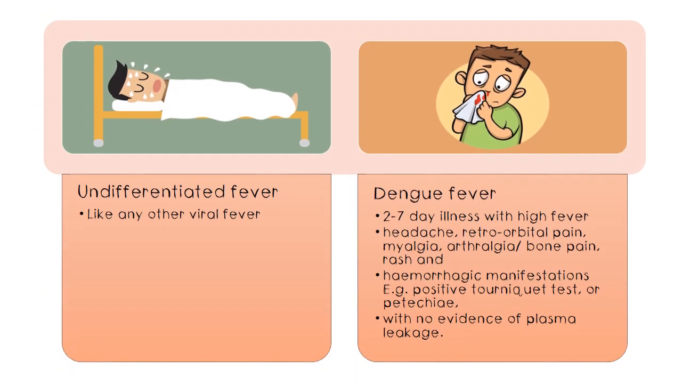So, as I said before, the undifferentiated type is like any other viral infection. You get fever and you may get some constitutional symptoms, but eventually it resolves on its own without any persisting abnormalities or complications. Dengue fever is characterized by an episode of high fever lasting for 2 to 7 days. You may have other constitutional symptoms like headache, retroorbital pain, myalgia, arthralgia, or viral exanthem. Apart from that, dengue fever can have hemorrhagic manifestations like petechiae or a positive tourniquet test.